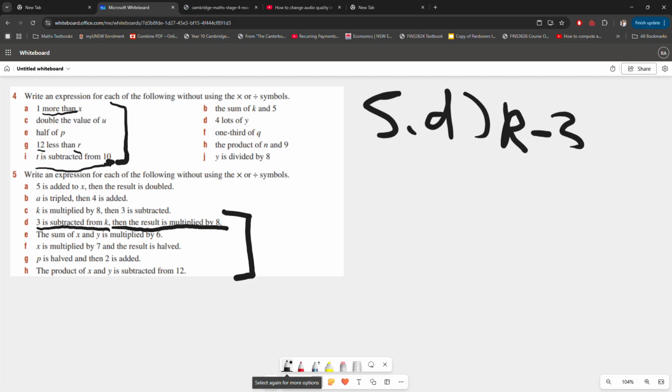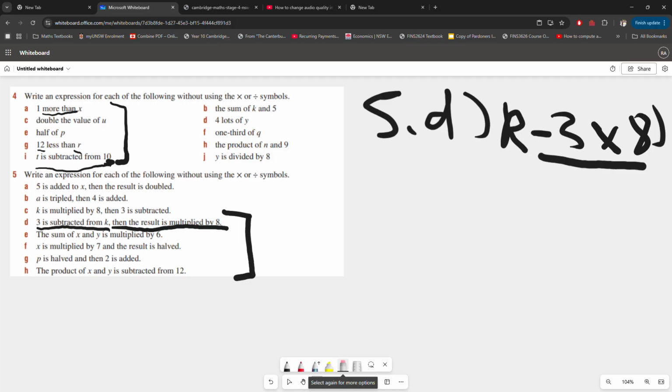We've got then the result is multiplied by 8. Now a common mistake here would just be to write this as K minus 3 times 8. The thing we're missing here is that this is BODMAS, right? So you would do the minus 3 times 8 first, and then you times it with the K, right? Which would be incorrect, because what the question is asking is then the result is multiplied. So when you see this result, they're referring to the result of k minus 3. Okay, so whatever k minus 3 is, then you times it by 8. So that is why we want to put a bracket around the k minus 3 and then times it by 8.